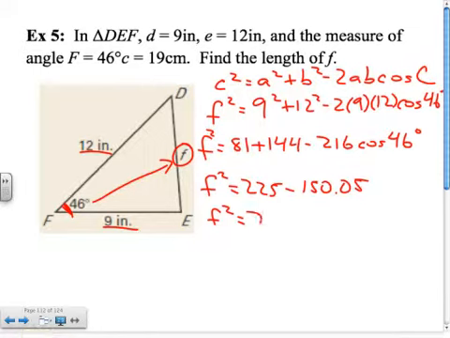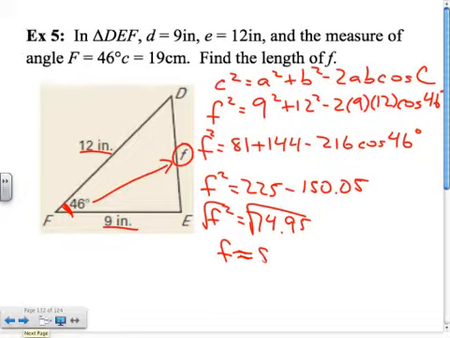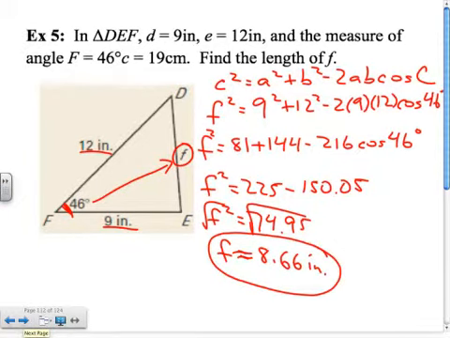That's 74.95. And finally, I have to square root at the end, which a lot of people forget, so don't forget that. So your value for f here is roughly the square root of that, 8.66. Should probably have units on here, inches. So f is 8.66 inches.